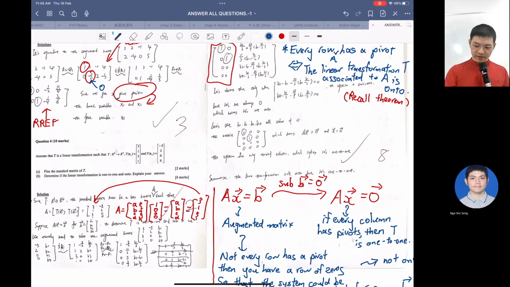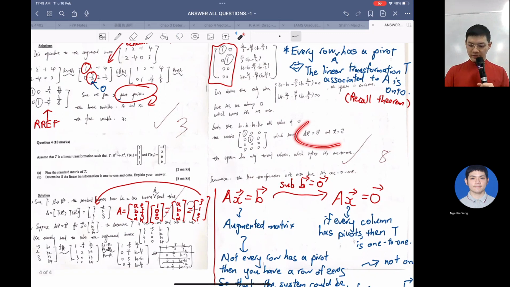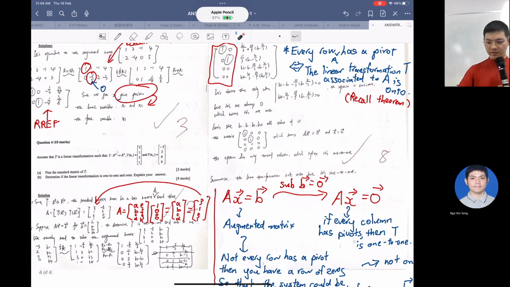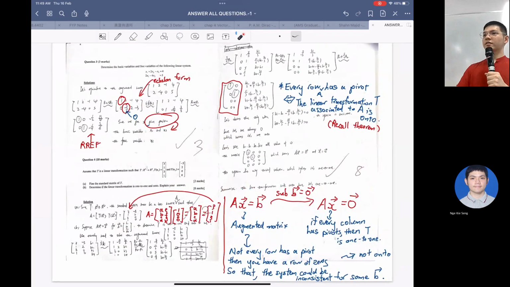Or you can see from this augmented matrix here. Can you read out what's the solution? X1 is equal to 0 and X2 is equal to 0. So there's only a trivial solution here. Any question for this part using row reduction? Any question?